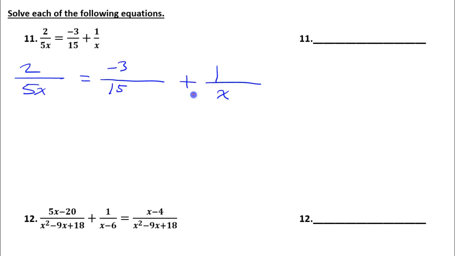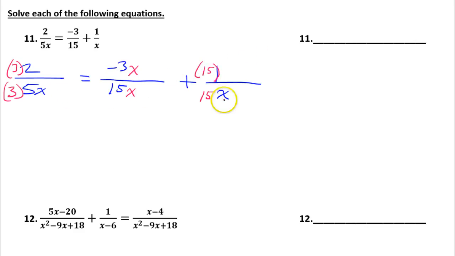So we need like denominators. So I'm seeing the 5 can be turned into a 15 if I multiply by 3. I have to do it in the top and the bottom. So now this is 15x, but this is just 15, so I need an x. All right, top and bottom. This is just an x, so I need the 15. Top and bottom.